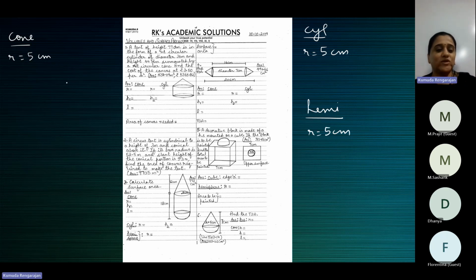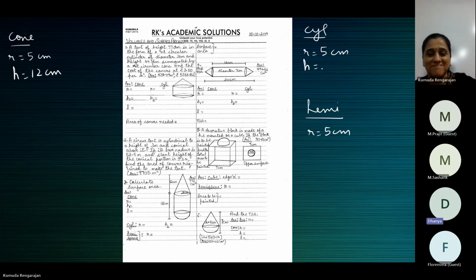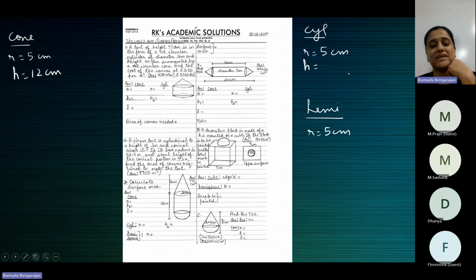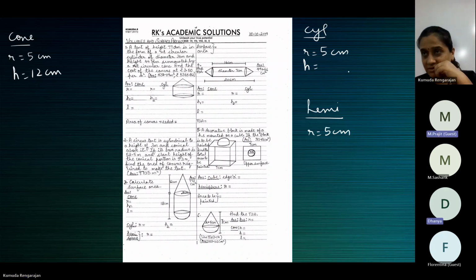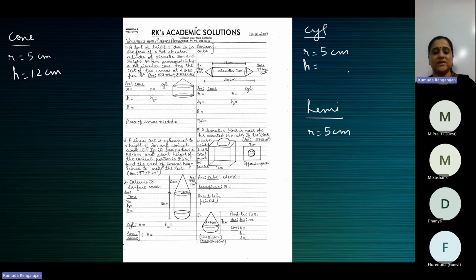Okay. Then for the cone, what's the height of the cone? 12, ma'am, 12 centimeters. Height of the cylinder? 18. 13, ma'am. Very good. Okay, what is 18? It is the height of what plus what? Cylinder and hemisphere, ma'am. Very good. 18 centimeters is the height of the cylinder plus the height of the hemisphere.